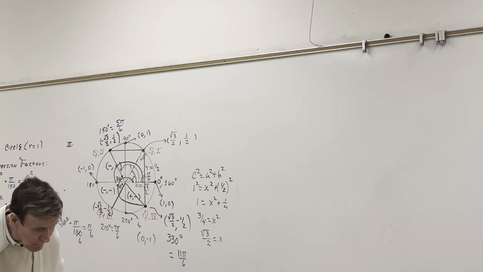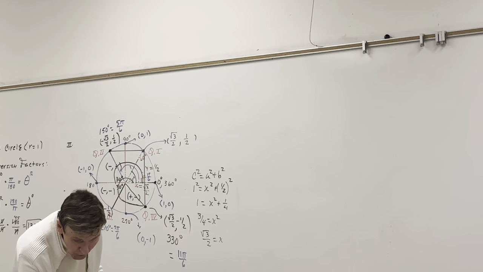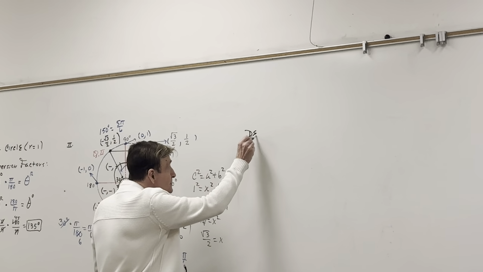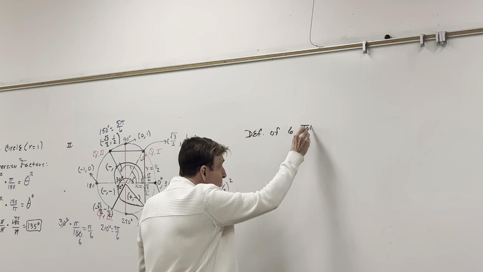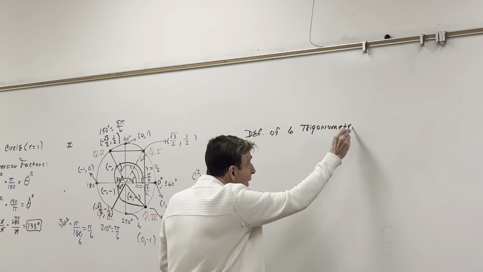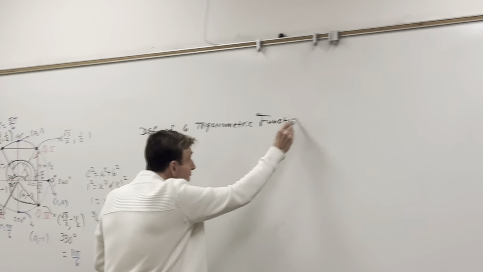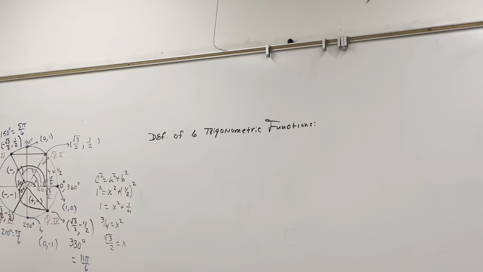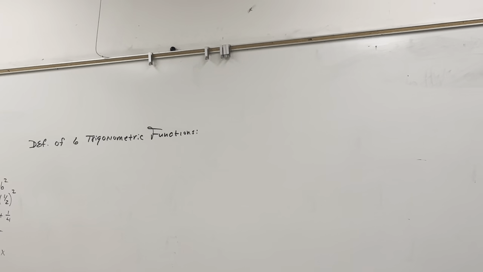Now, I'm going to stick with this for a while here. On the side here, before I do additional angles, I'd like to do this. I need now to list the definitions of the 6 trigonometric functions, spelled this way. Definition of the 6 trigonometric functions. And here we go back to functions.